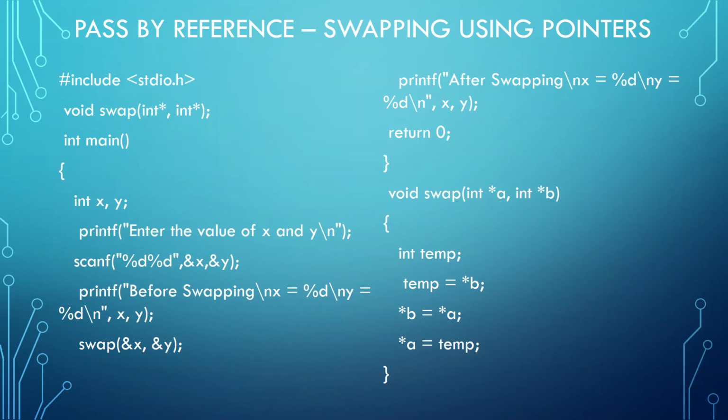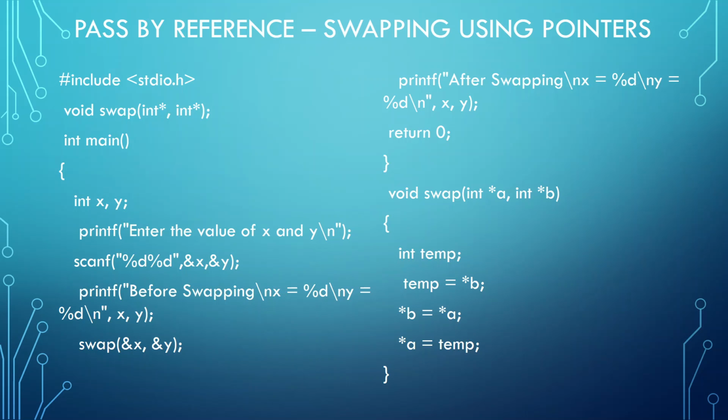Then you have two variables x and y, and you read the values and display them before swapping. Then you call the swap method. How is it called? You are passing the address of x and y. Let's switch to the swap method. To receive the address of x, there is an integer pointer a. To receive the address of y, there is an integer pointer b. Now a has the address of x and b has the address of y.